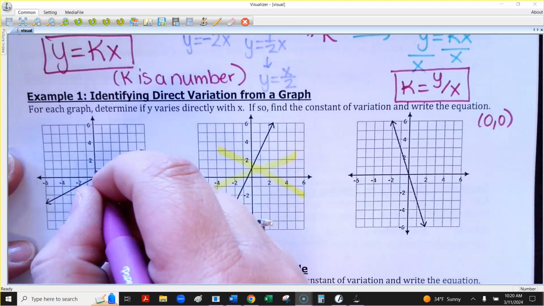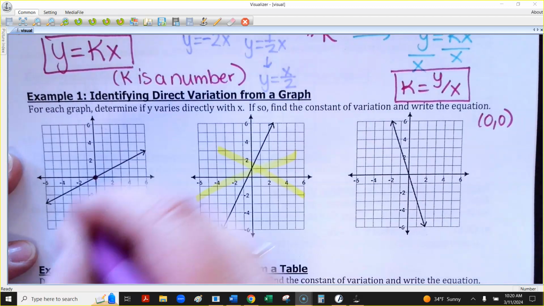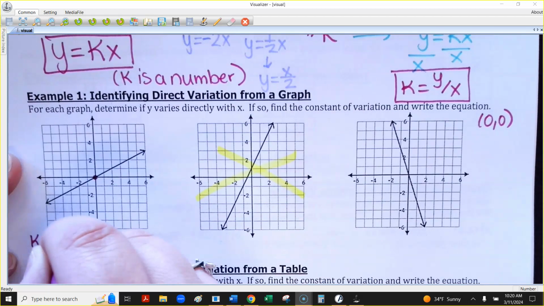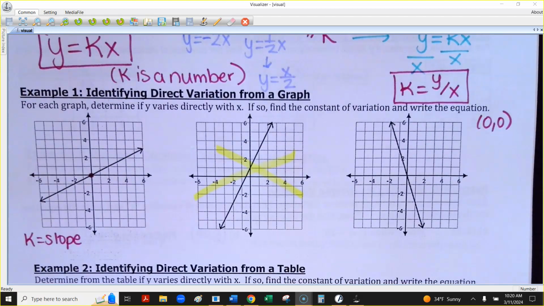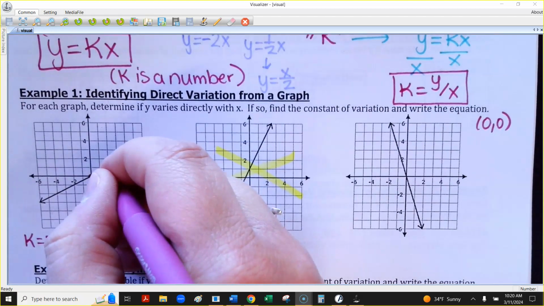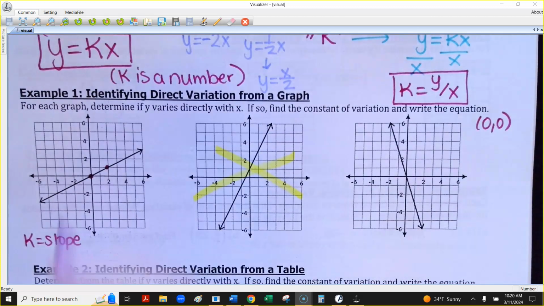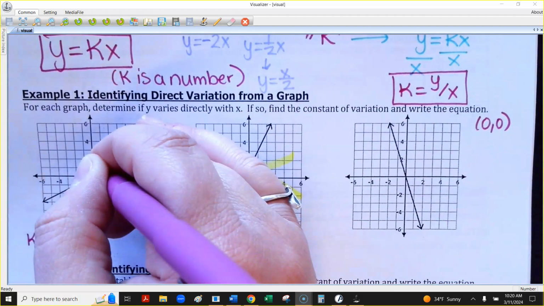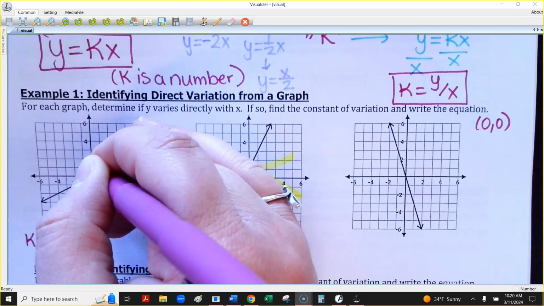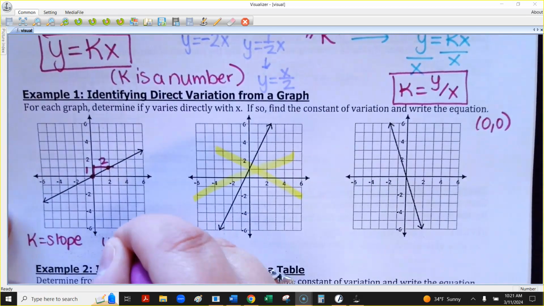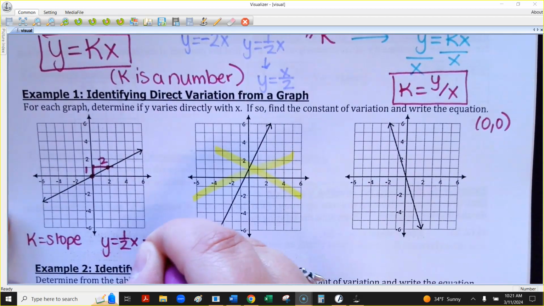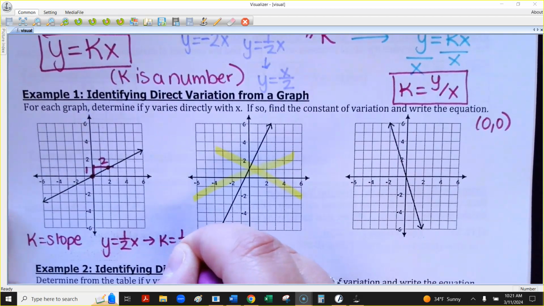If you want to figure out your k value, it should just be the slope of the line. So if you're trying to figure out a slope, easiest thing I can tell you to do is grab 2 points that go right through a corner and just do rise over run. Go from left to right. If you have to go up, you're at positive, so I'm going up 1 over 2. So this would be y equals 1/2 x. The k value would be 1/2.